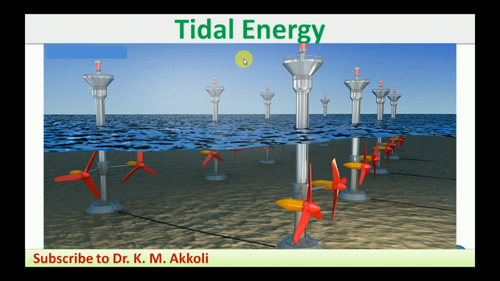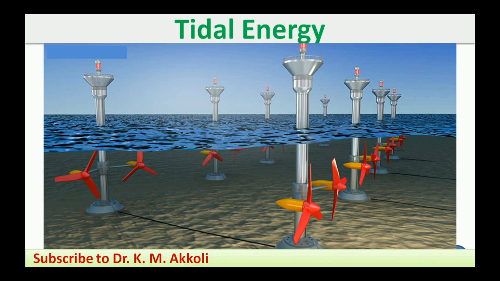Tides are the rise of water at the seashore, and that is due to the gravitational attraction between the earth, moon and the sun. At mid-sea, the rising of the water is in the form of waves. But at the seashore there is more attraction, and there is more rise in the water levels taking place. That is called tidal energy.